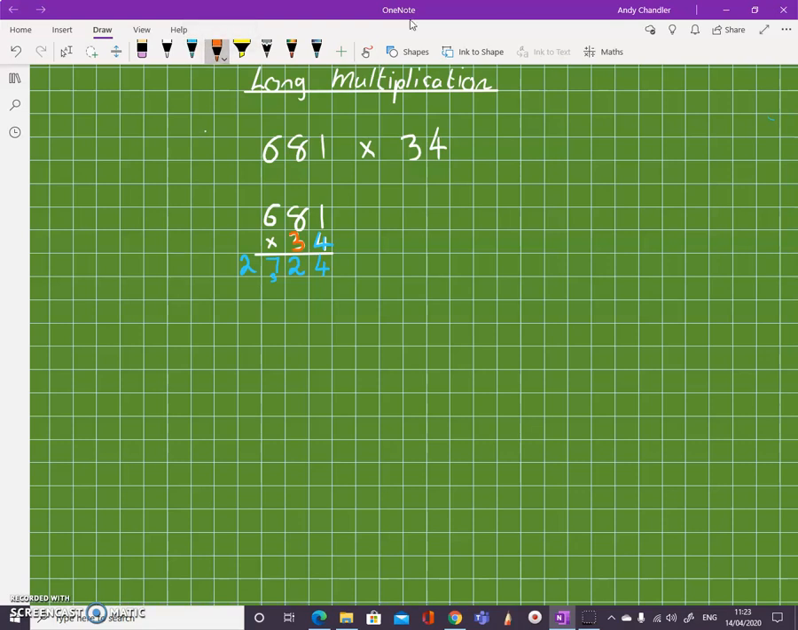Now to multiply by the 30. First thing to do is put in the placeholder 0 in the units column, because I'm multiplying by 30, so therefore I don't need the units column. Again, right to left, 3 times 1 is 3, put down that 3. 3 times 8 is 24, put down your 4, carry your 2. 3 times 6 is 18, plus 2 is 20.